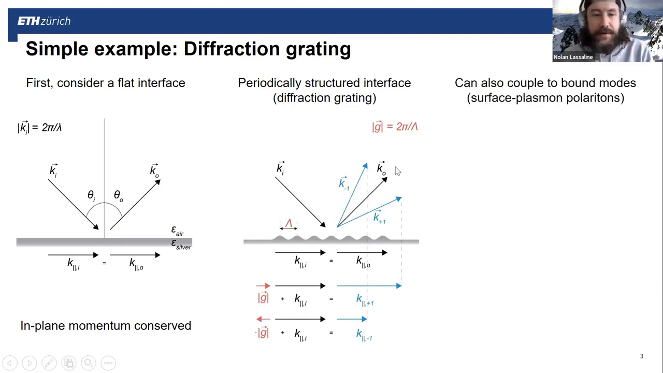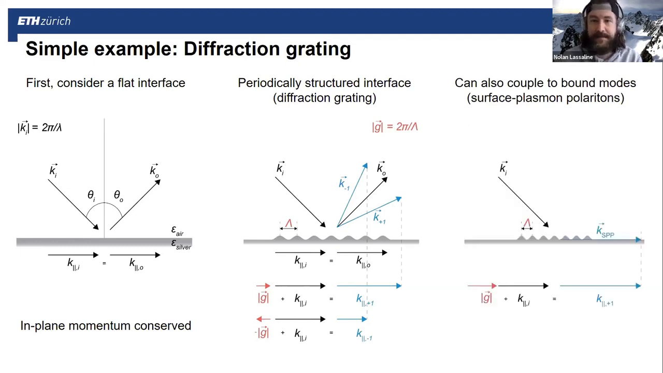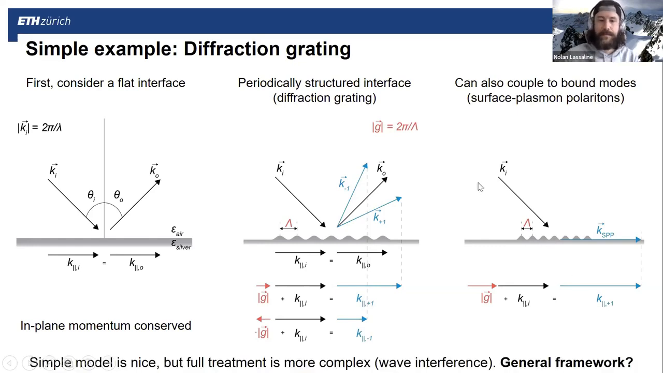But another thing diffraction gratings can do, which is especially important in modern times, is couple input light to bound electromagnetic modes. And this is, of course, important in many integrated photonic devices. And so, for example, if we choose surface plasmon polaritons and we design our grating correctly, we can couple this input light to this bound mode, which will then propagate away along the surface.